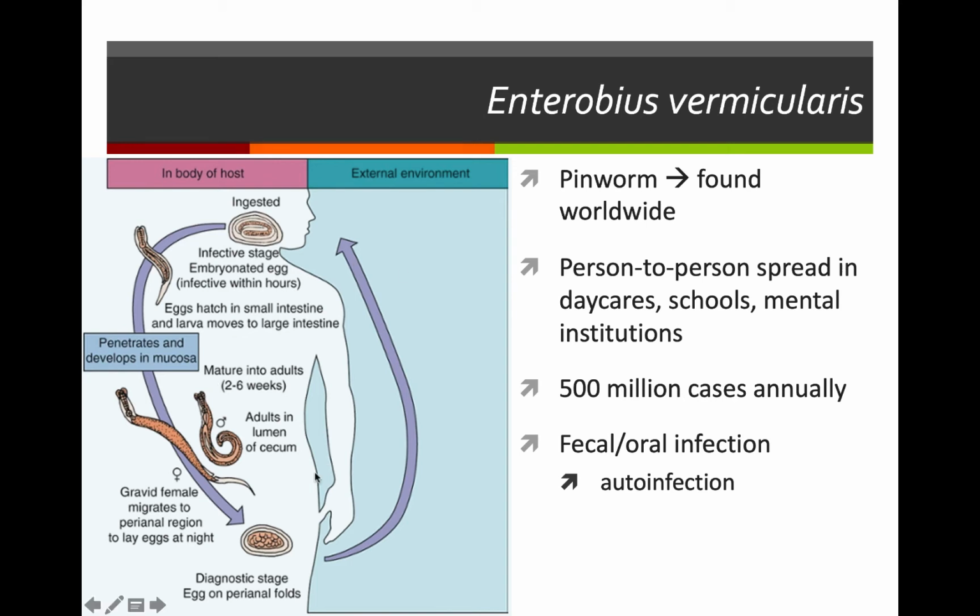So what we see are eggs in the perianal region. That's the diagnostic stage. The eggs are ingested, and that's the infective stage. So the eggs are infective within hours after being laid. The eggs will hatch in the small intestine. The larvae will molt into the large intestine, and they'll kind of hang out in that mucosal area where they will mature. Because these are roundworms, we do have female and male worms that are found in the lumen of the cecum. Remember, the females are often larger.